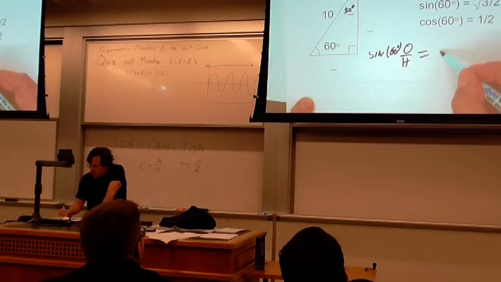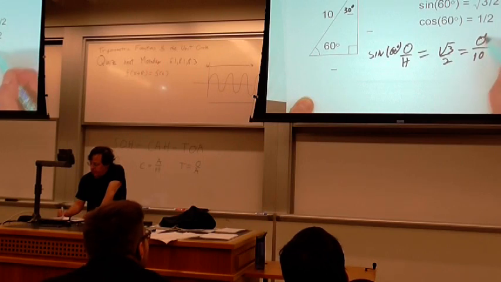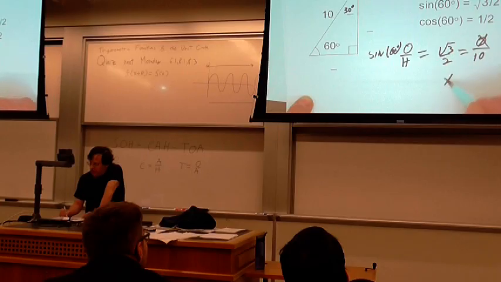And that's equal to the square of 3 over 2. Well, we know the hypotenuse, that's 10. So it's just this opposite here. I guess I'm going to change that to x. And now I can just solve for x. X is just 10 square root of 3 over 2.